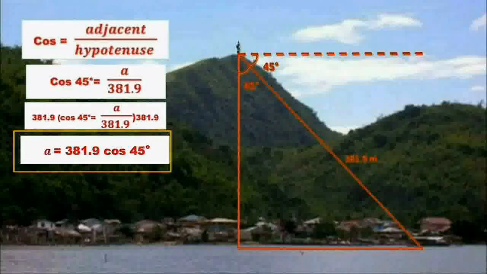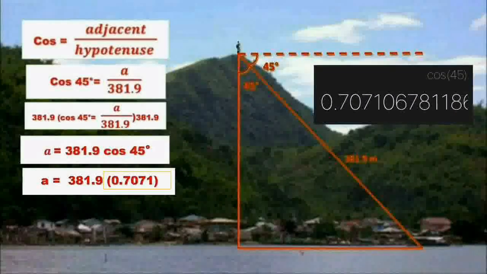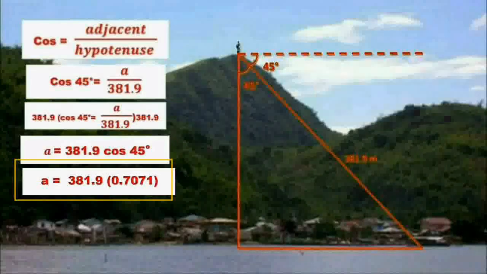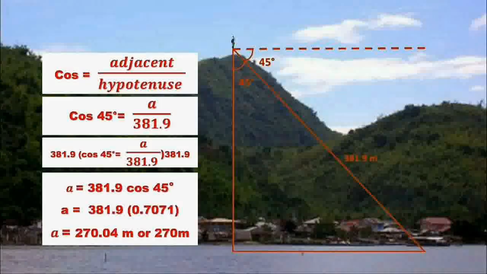Use your scientific calculator or table of values of the 6 trigonometric functions to get the equivalent of cosine 45 degrees, which is 7,071/10,000. We can now get the value of the adjacent side by multiplying 381 and 9/10 by 7,071/10,000. This gives us 270 and 4/100, or 270. Therefore, the height of the highest part of Mount Tagapo is 270 meters.